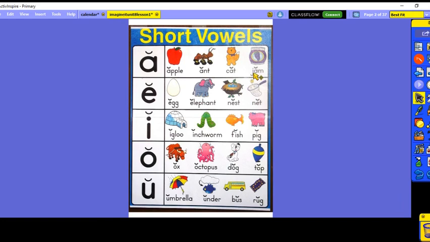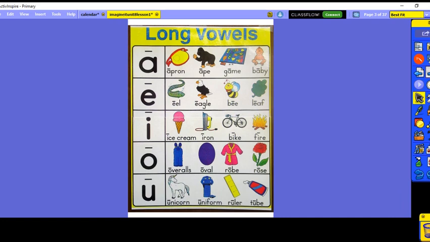In jam, you hear ah, and in apple. You hear the short vowel sound in all those words. Now we're going to talk about some long vowels, okay? And our long vowel A says its name. A, like apron and ape and game and baby.